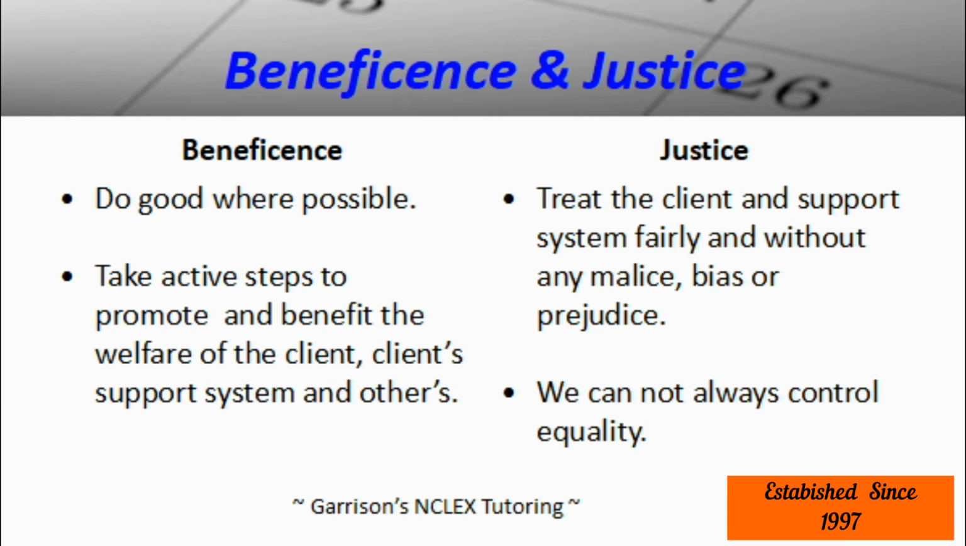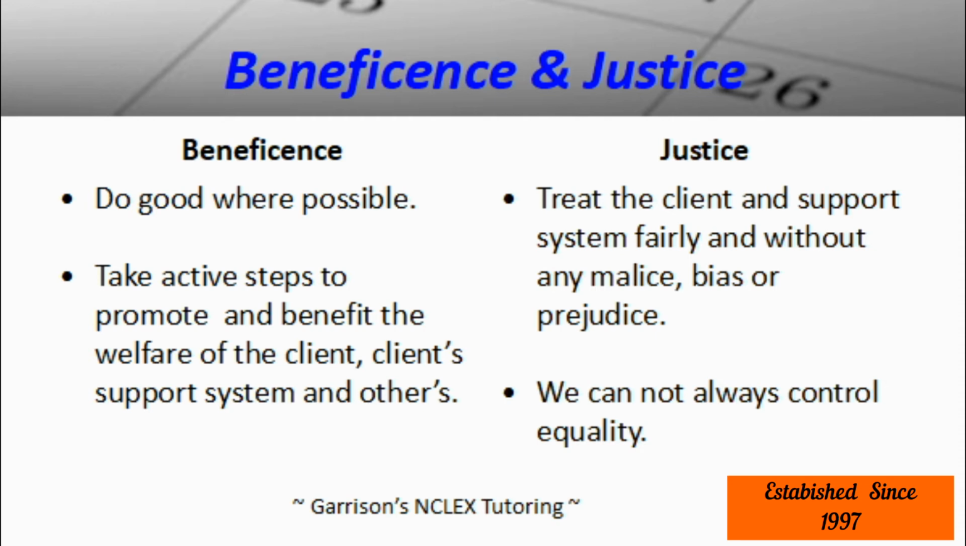So let's talk about beneficence. This means to do good where possible. When it comes to nursing, you want to take active steps to promote and benefit the welfare of the client's support system, and when appropriate, others. That is what beneficence means.